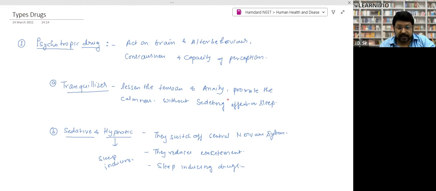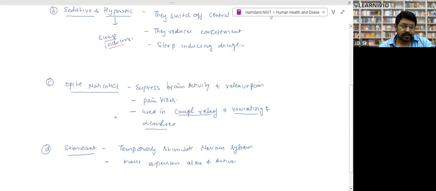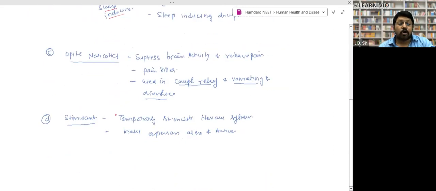They are called tranquilizers. Sedative or hypnotic. Hypnotic means sleep inducing, right? Sedatives switch off the central nervous system. They will switch off the brain. They reduce excitement and induce sleep. Normally, they are used for operations. When whole body or major operations are going on, then we give the hypnotic or sedative drug.